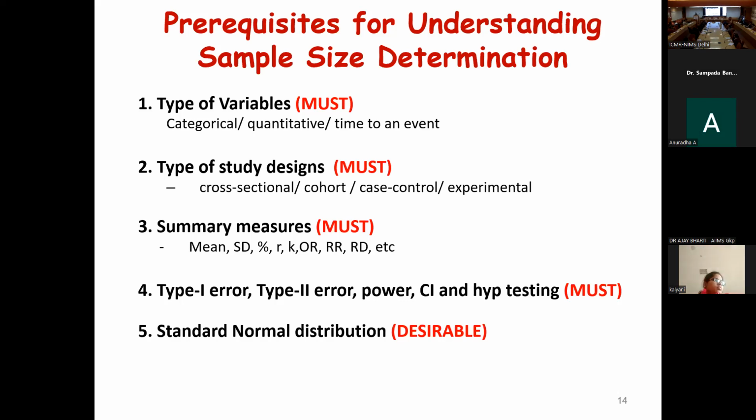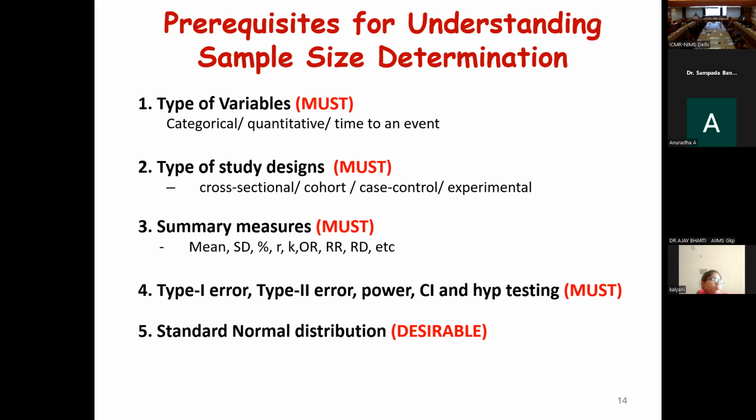So you need to know what is categorical variable. Categorical variable could be yes, no, could be multi-categorical, could be ordinal. Quantitative, you know what is quantitative. Birth weight of newborn, systolic blood pressure. So these are quantitative. Time to event is a combination of both.